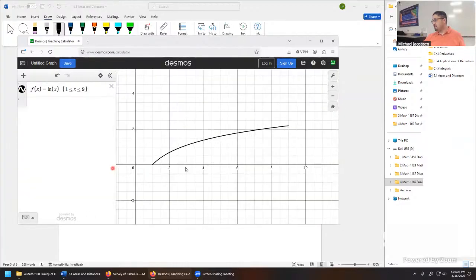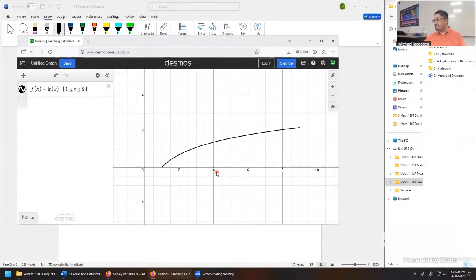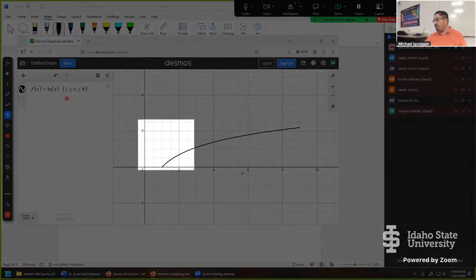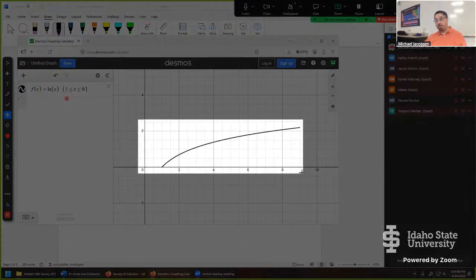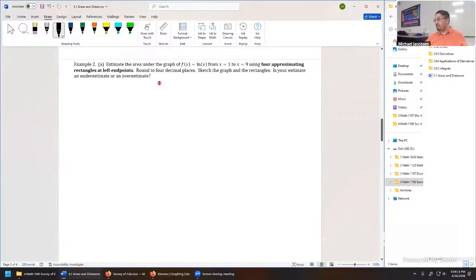I can make this show up a little better. So there it is. There's our entire function, natural log x from 1 to 9. So this is what the problem would look like if it was a true exam question, say now on the final exam.